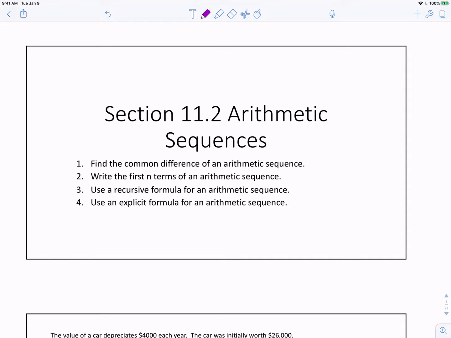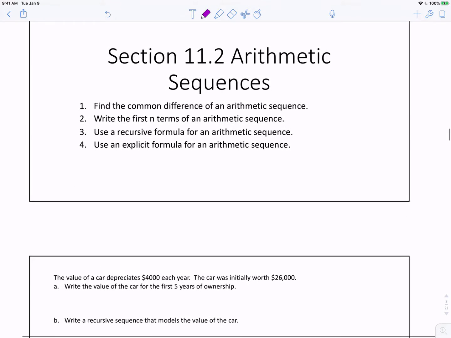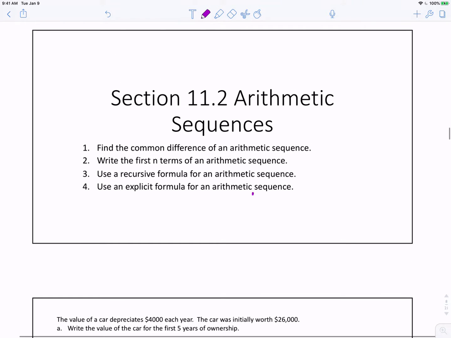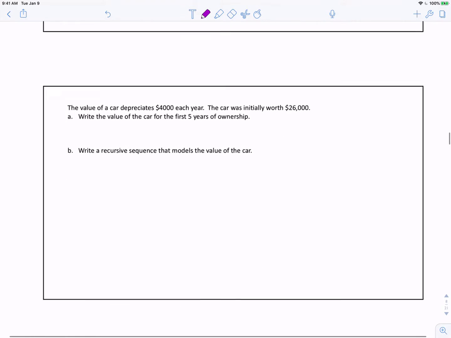Section 11.2, Arithmetic Sequences. In this section, we'll find the common difference of an arithmetic sequence. We'll write the first n terms of an arithmetic sequence, and we'll use both recursive formulas and explicit formulas to describe an arithmetic sequence. And just in case you're wondering, when this word is used as an adjective, it's pronounced arithmetic. I know we're used to looking at that word and calling it arithmetic, but that would be the noun. So when it's used as an adjective, it's pronounced arithmetic.